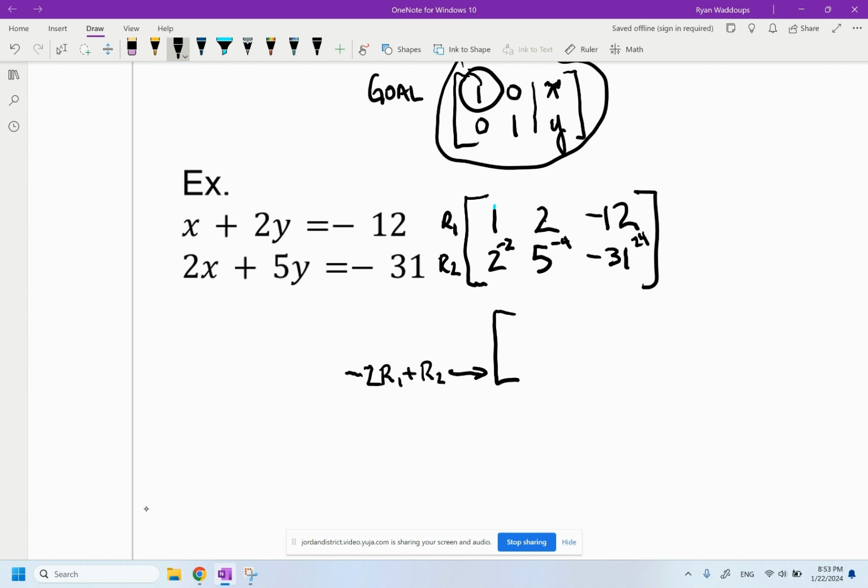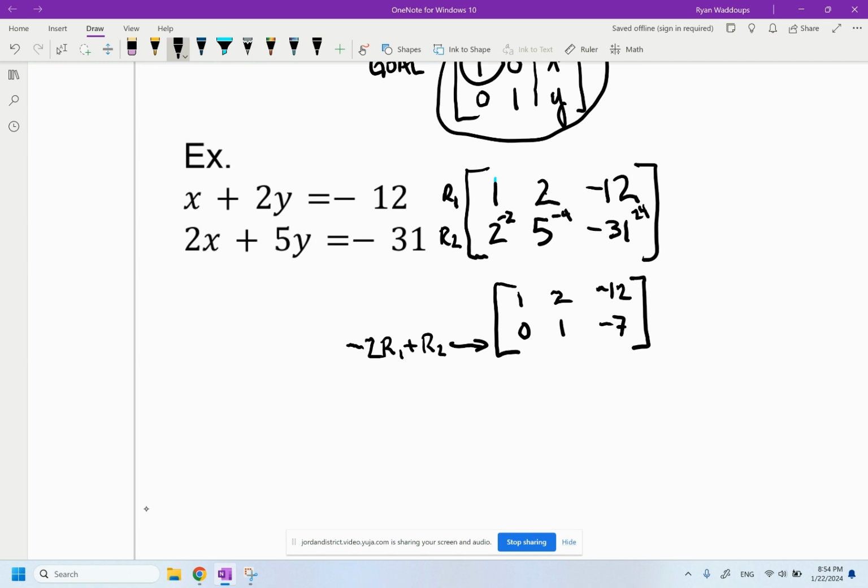So the top row is still the same, even though we're multiplying and adding to row 2. We're going to leave that top row as 1, 2, negative 12. But the bottom row is that 2 minus 2, which would be 0. 5 minus 4 is 1. Negative 31 plus 24 would be negative 7. And we close that up. Now, we've got the 1, we've got the 0, we've got the 1.